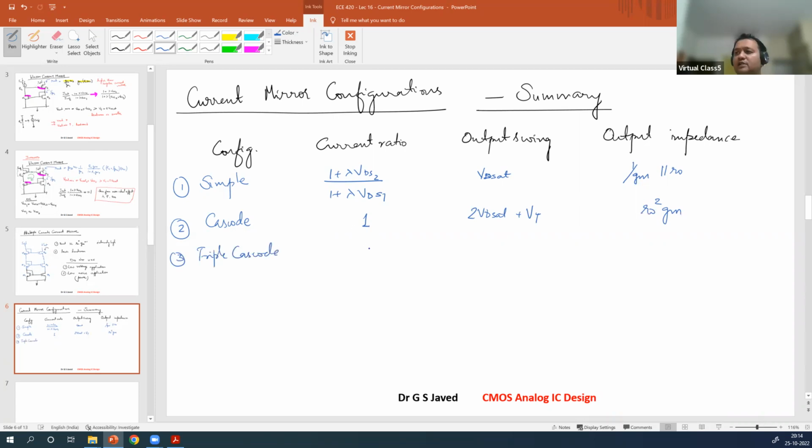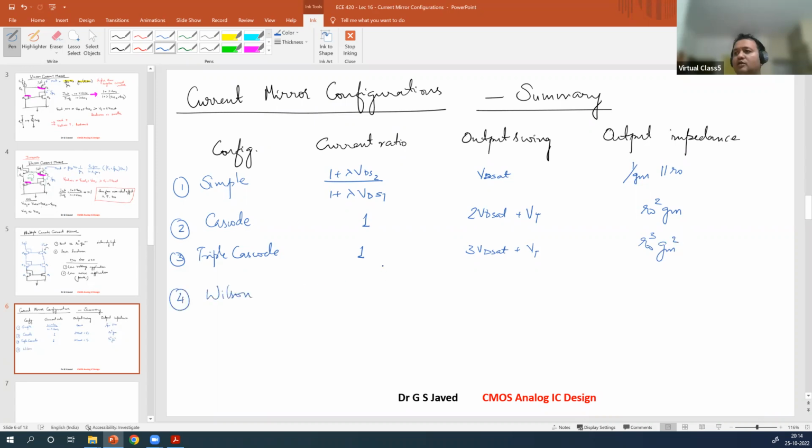Okay, triple cascode, the ratio will also be the same because you are maintaining the same. Here the swing will reduce. Triple cascode means 3 VD sat plus VT, and when you have R out, this becomes RO3 times GM2 square. Next, the fourth one, Wilson.